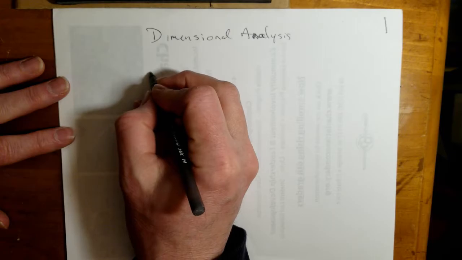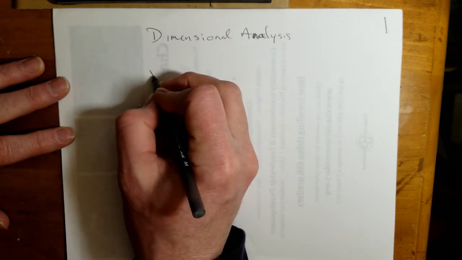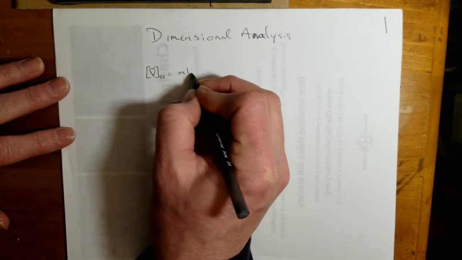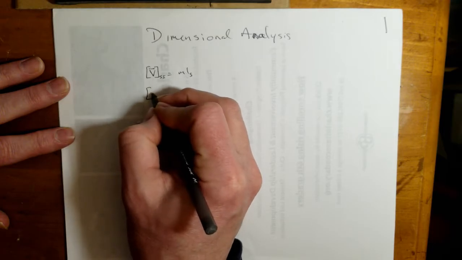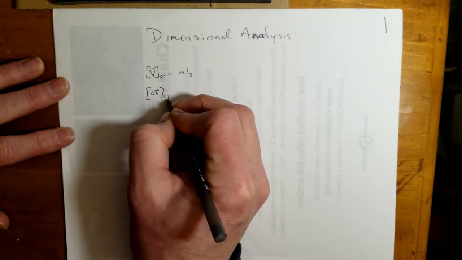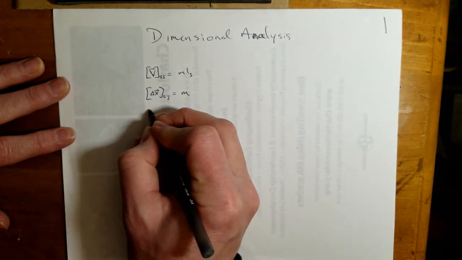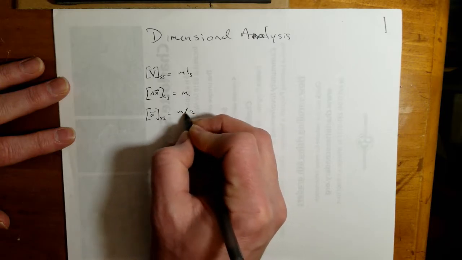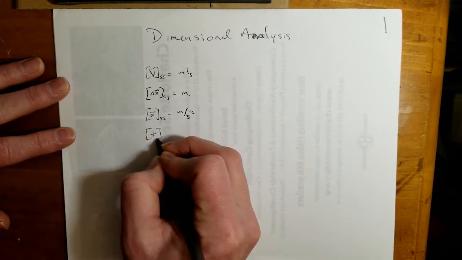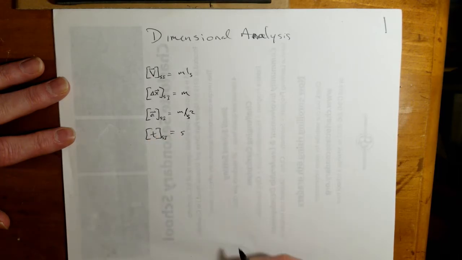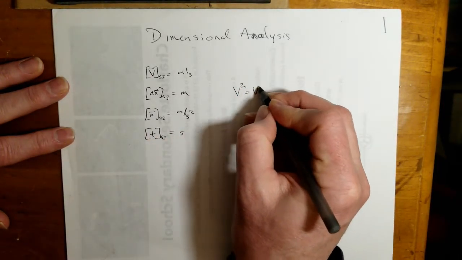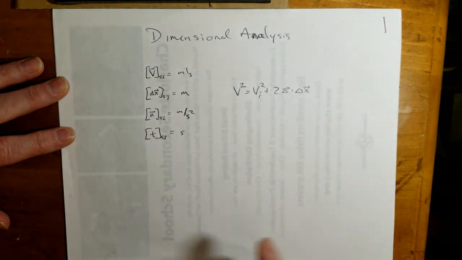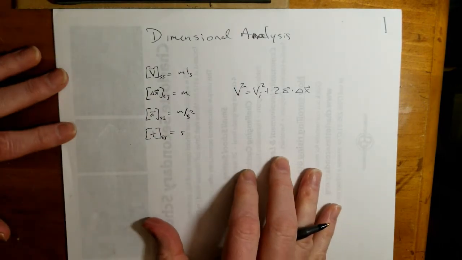I know that the SI unit for speed, let's make it velocity, is meters per second. The SI unit for displacement is meters, the SI unit for acceleration is meters per second squared, and the SI unit for time is seconds. And so if I have the equation v squared equals v_i squared plus 2a dot delta x, is this even remotely viable given the units?